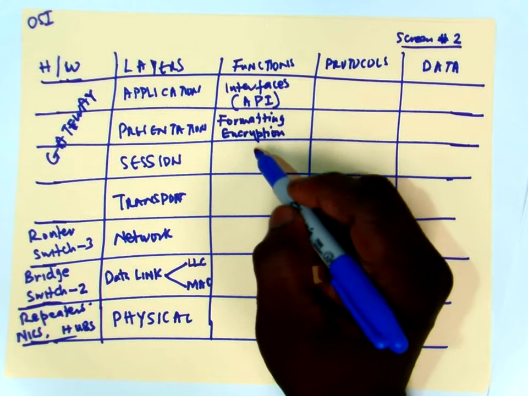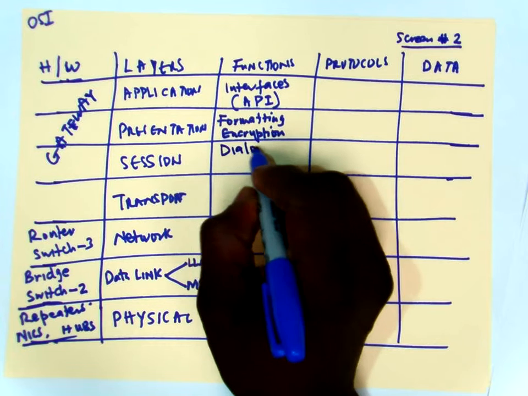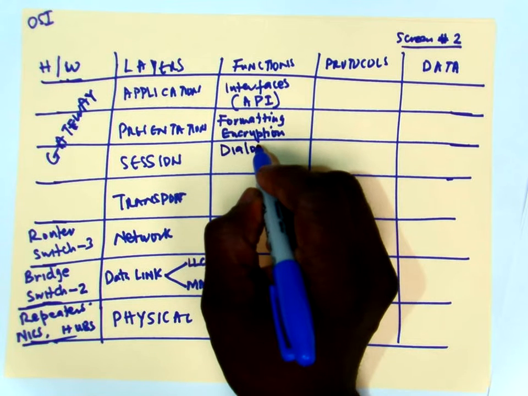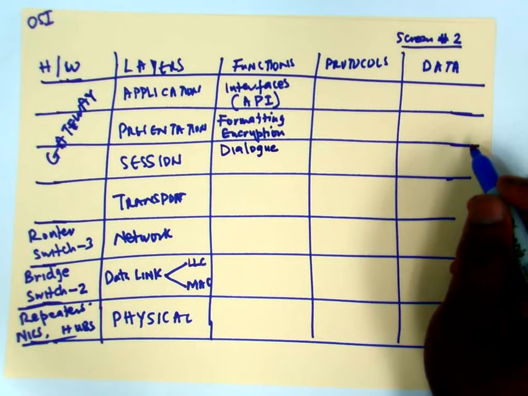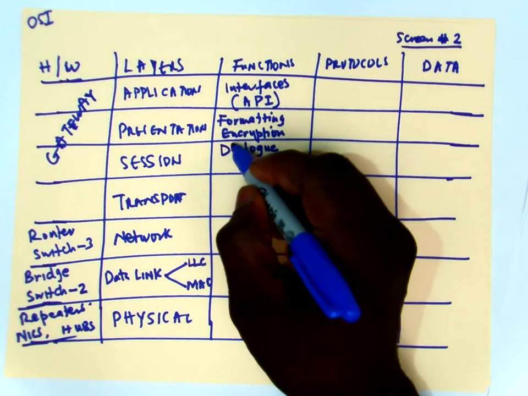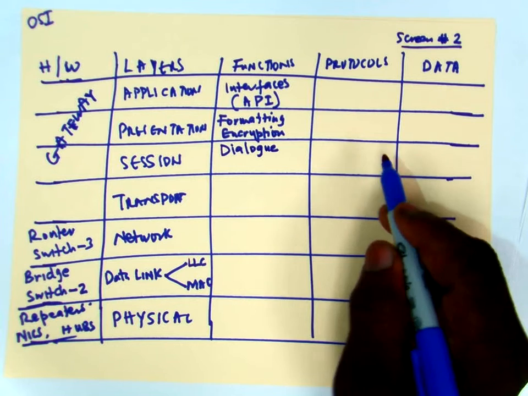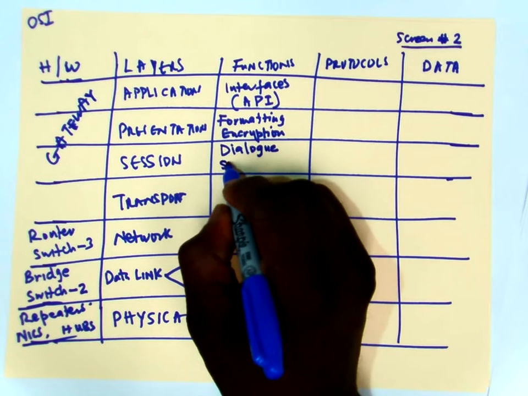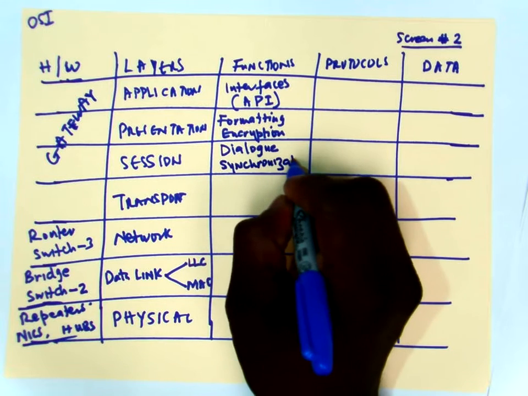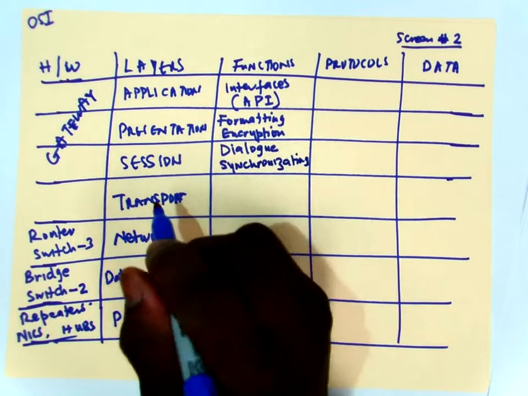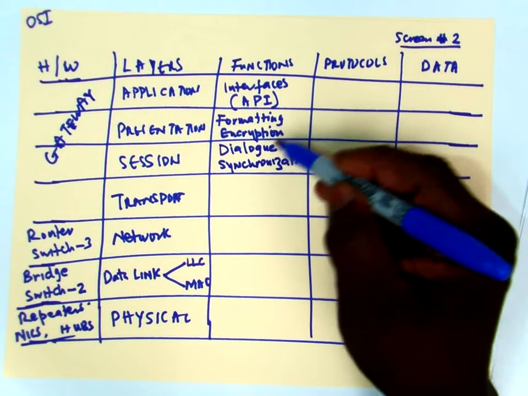Then in the session layer, we have dialogue. Dialogue, okay, because there's dialogue going on between Joe and Sue. So there we have to synchronize. Synchronization so they don't go out of whack. So there's synchronization, and we try to maintain the session.